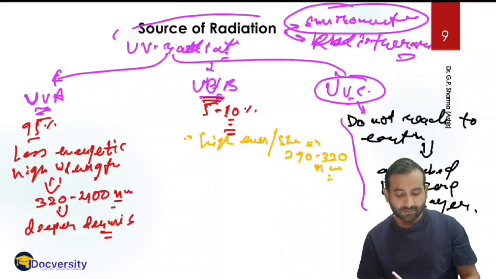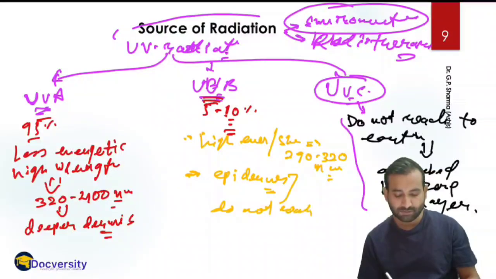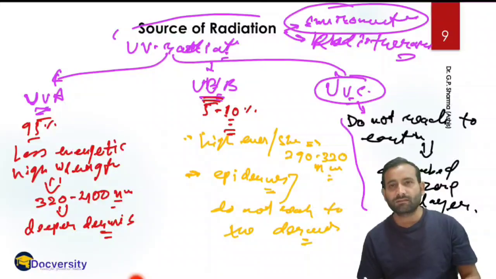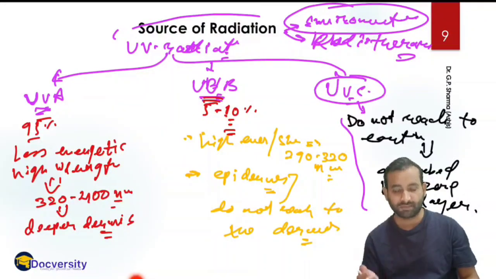And this radiation gets completely absorbed by the epidermis, right? So they do not reach the dermis. Hope you understand, right? They are completely absorbed by the epidermis, and they reach at maximum deep to the stratum corneum, mostly the stratum corneum absorbs them, right? So that you understand, because of the layers of the skin, right?